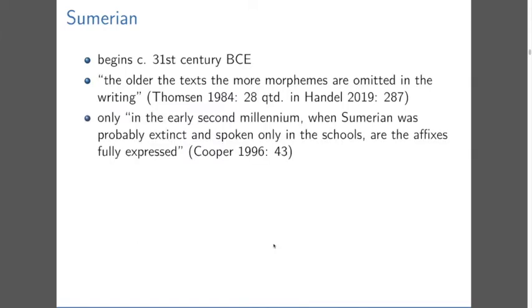But it's only in the early second millennium, when Sumerian was probably already extinct and only spoken in schools, that all of the affixes are fully expressed. Which is to say, if you look at the early Sumerian, when Sumerian was a robust living language, from the point of view of an investigator today, it might well look like a highly isolating language with very little morphology. And that's just because the Sumerians didn't feel the need to write it down because they all knew it. Whereas in particular, in this bilingual context of Akkadians having to learn Sumerian as a second language, they felt the need to spell everything out. So I think that's a useful story to keep in mind, which means that apparently isolating graphic information does not necessarily say anything about what the morphological profile of the language was.